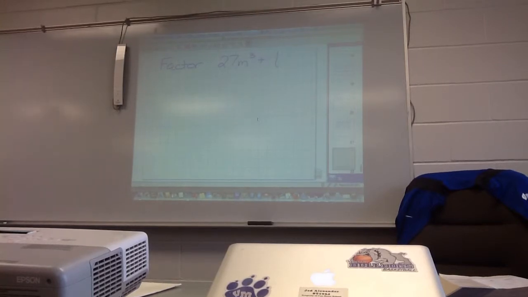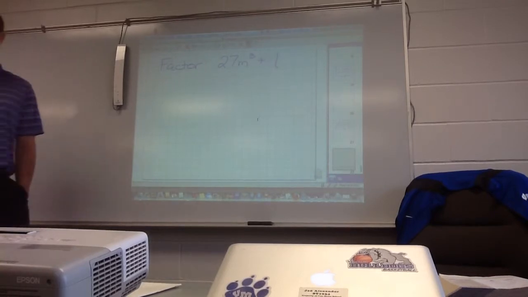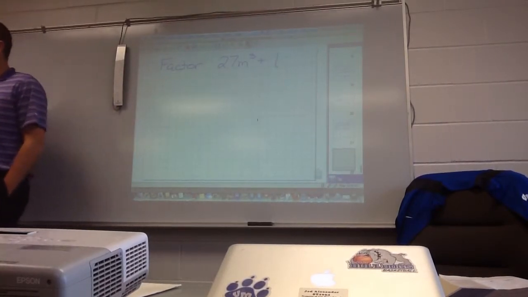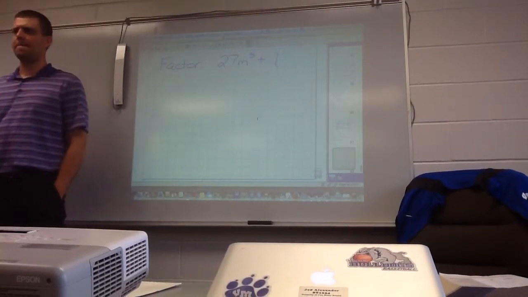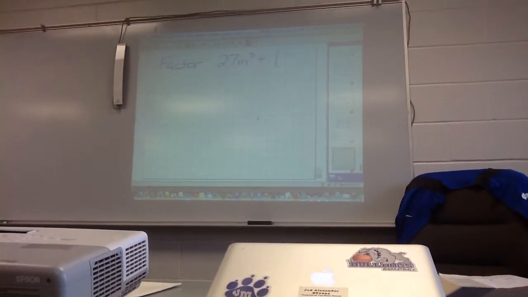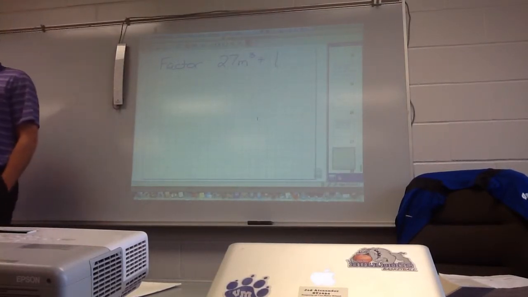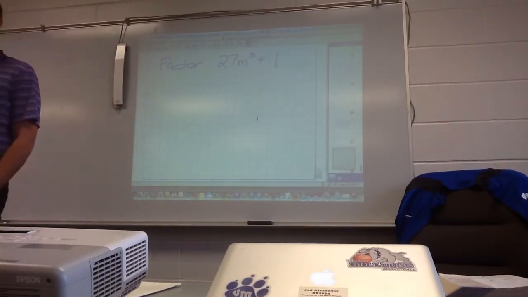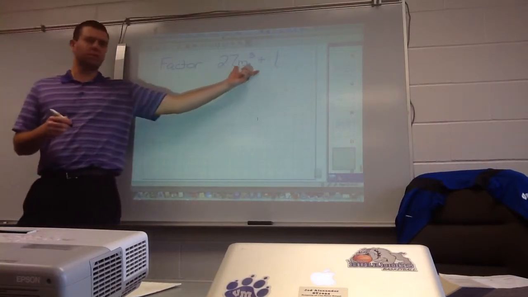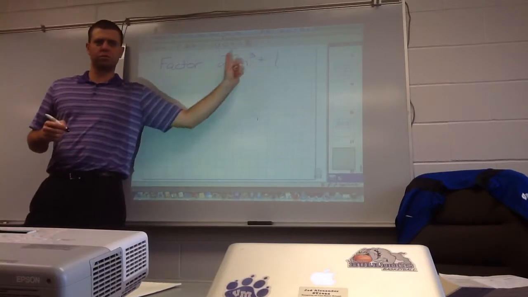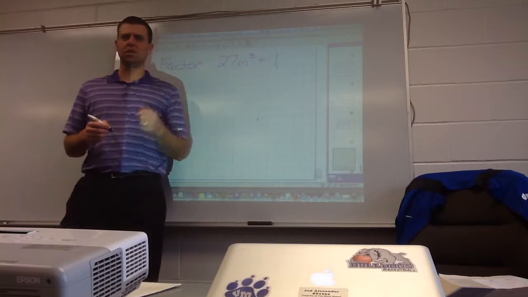If you look in your notes from last week, you should see a special factoring rule with the sum of two perfect cubes, a cubed plus b cubed. Yep, that is the one. That is the special factoring rule that we would be using here because these are both perfect cubes. I have something cubed plus something cubed.